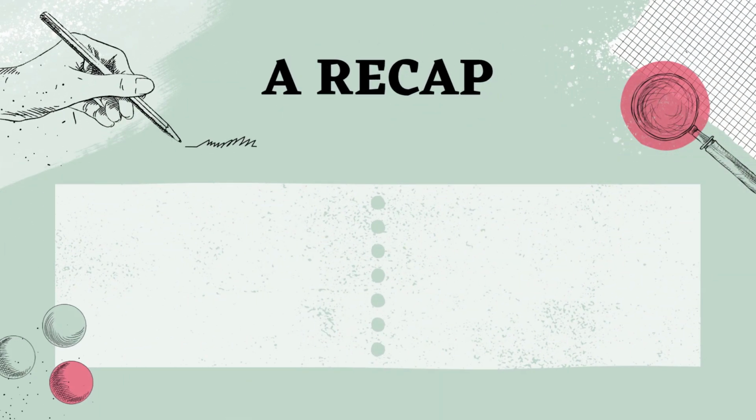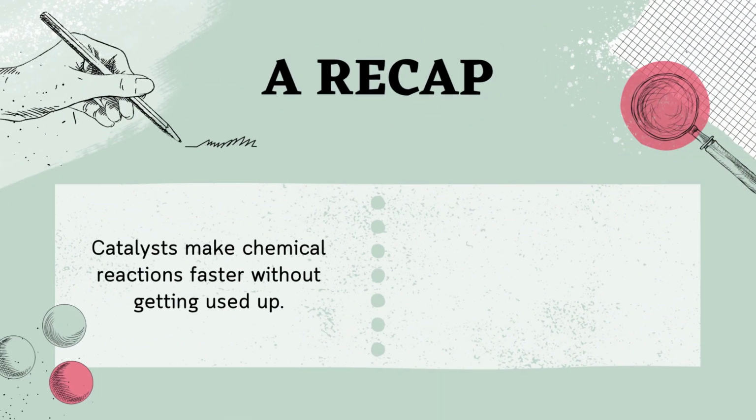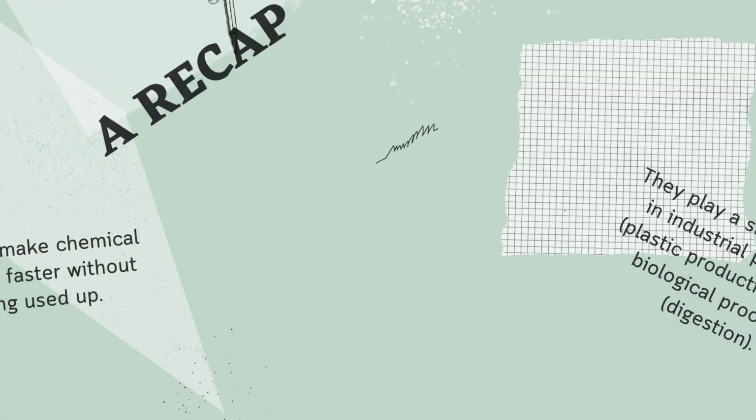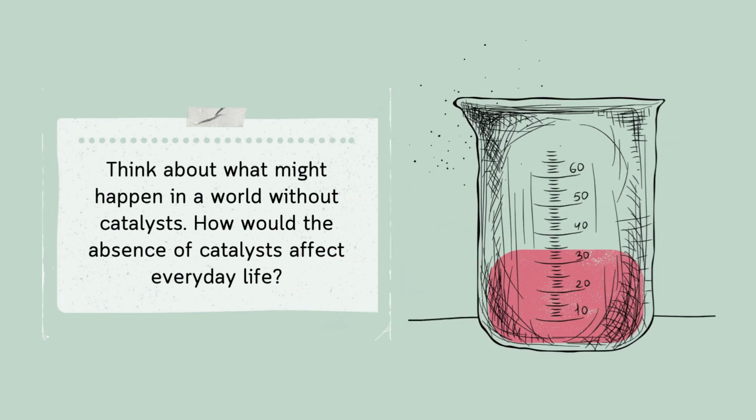Let's take a quick recap. Catalysts make chemical reactions faster without getting used up. They play a significant role in industrial processes like plastic production, and in biological processes like digestion. Also, think about what might happen in a world without catalysts. How would the absence of catalysts affect everyday life?